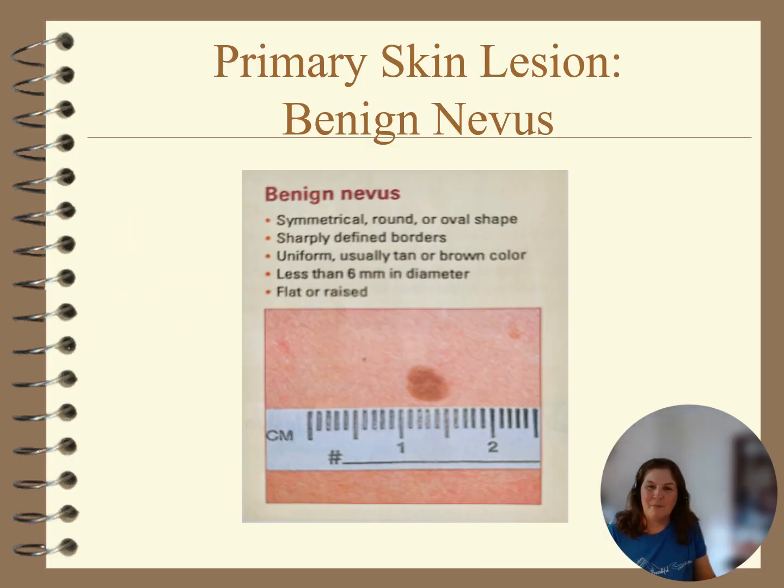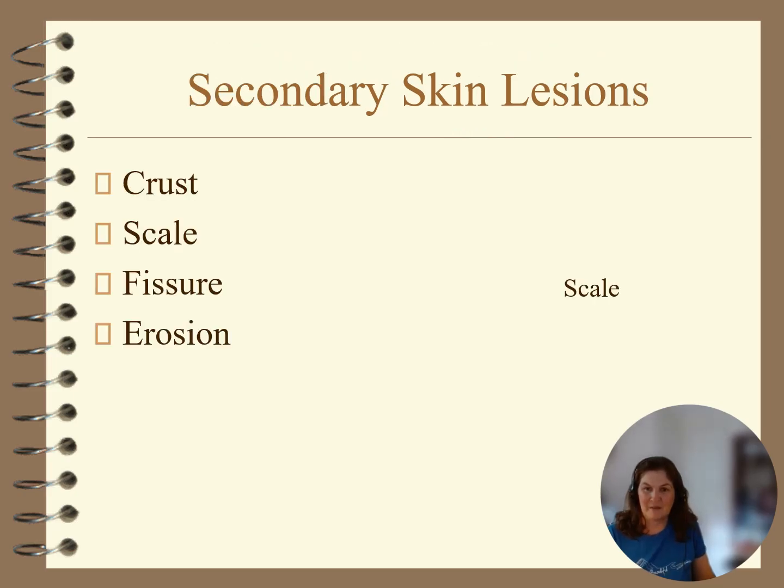Okay, primary skin lesions, benign nevi. These are freckles. Symmetrical, round, oval shape, usually they have sharp defined borders, usually tan or brown. The technical name is benign nevus.